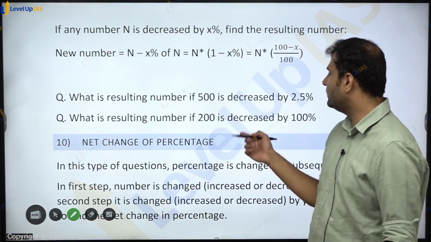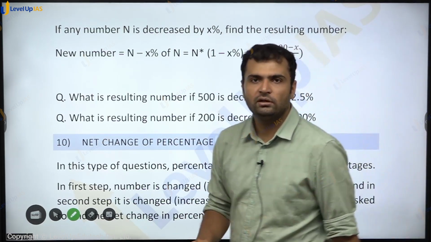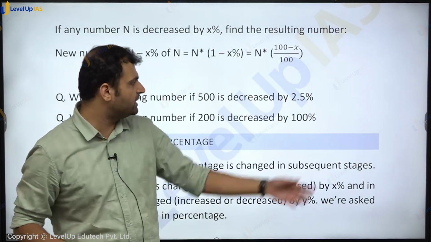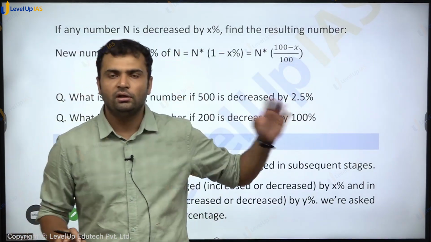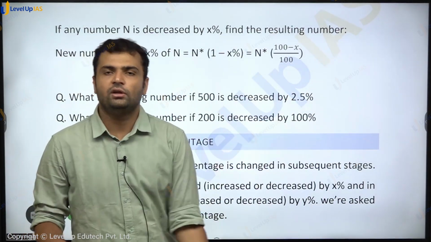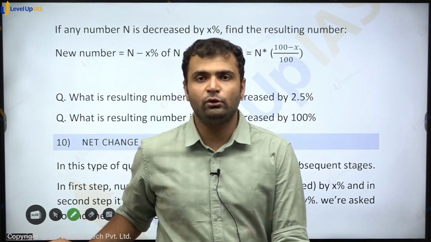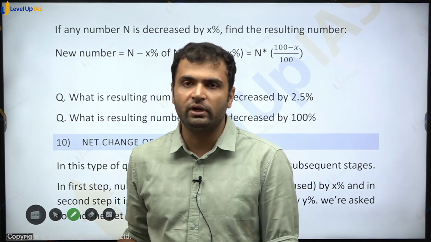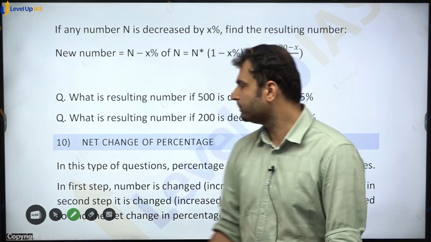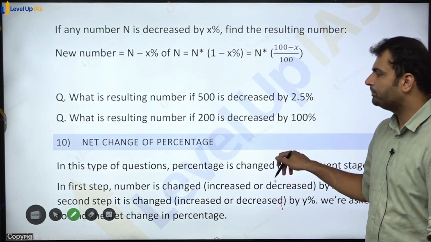What is the resulting number if 200 is decreased by 100%? 100% decrease means 100% is the entire quantity, the total. So 200 is decreased by 200, the resulting quantity is 0, right? 100% of 200 is 200 only. Okay?